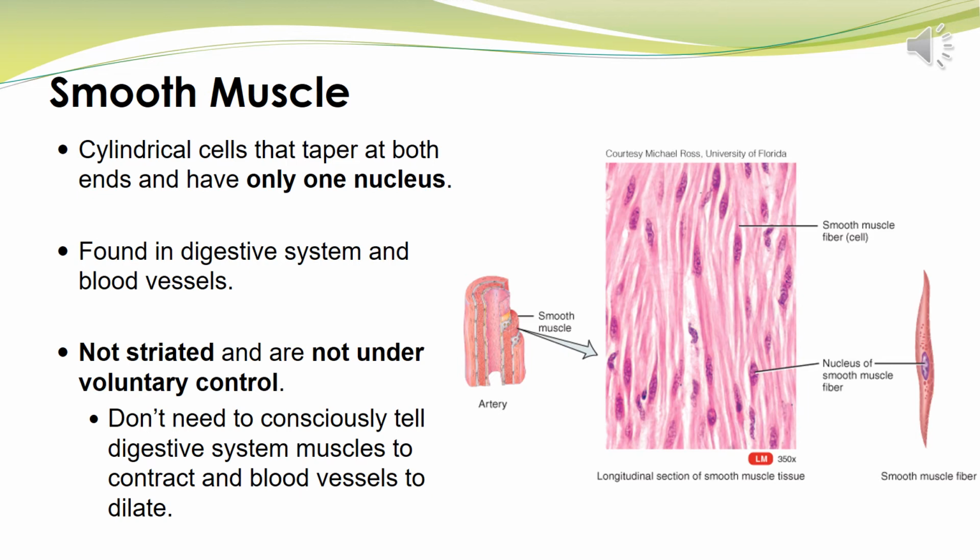And when you compare smooth muscle cells to skeletal muscle cells, you can kind of think of them as being a lot lazier than skeletal muscle cells because they don't have to work quite as hard. They can just kind of contract to push whatever you're digesting through your digestive tract.